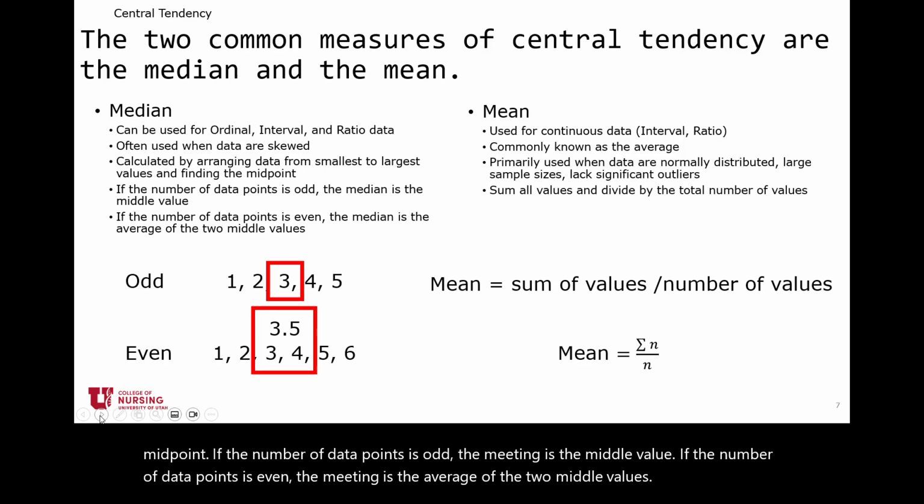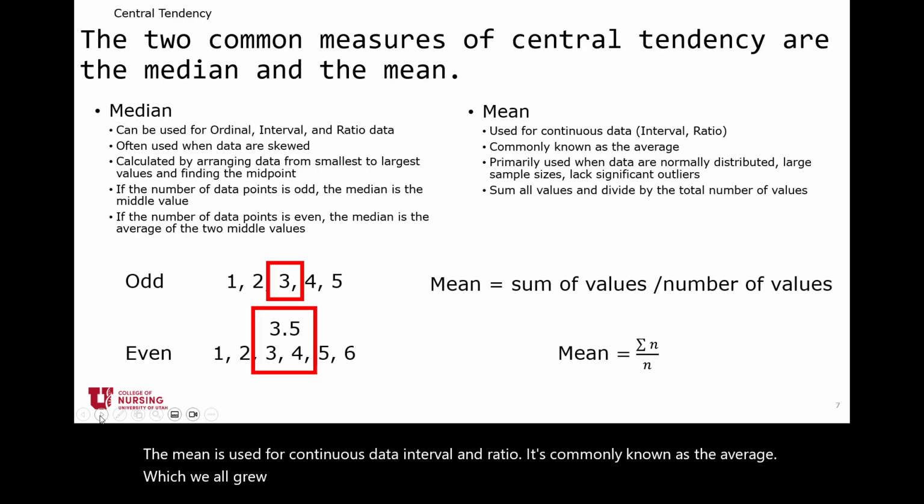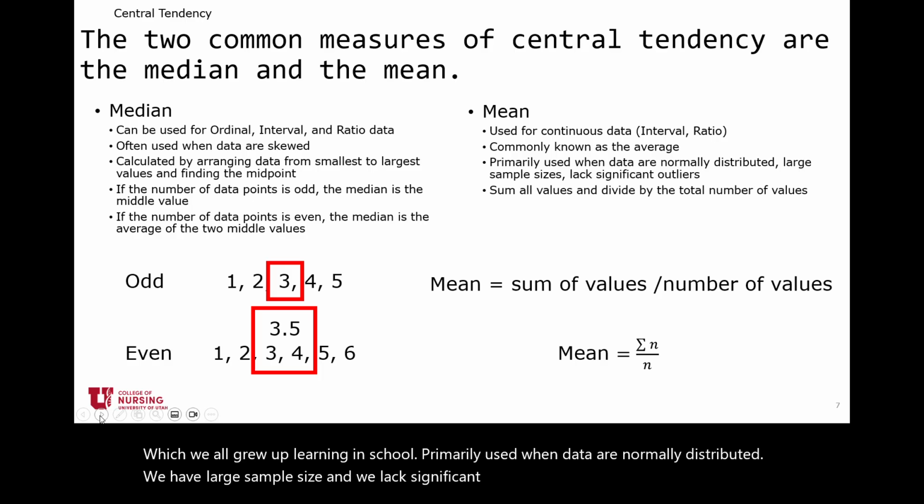The mean is used for continuous data, interval and ratio. It's commonly known as the average, which we all grew up learning in school. It's primarily used when data are normally distributed, we have a large sample size, and we lack significant outliers. Sum all values and divide by the total number of values to get the mean.